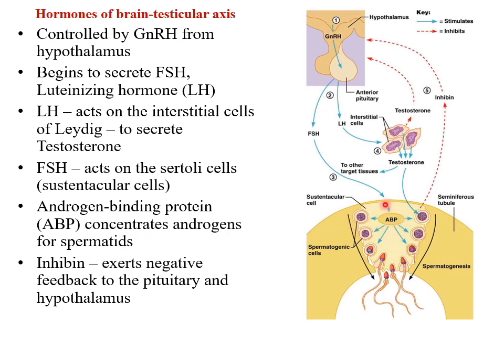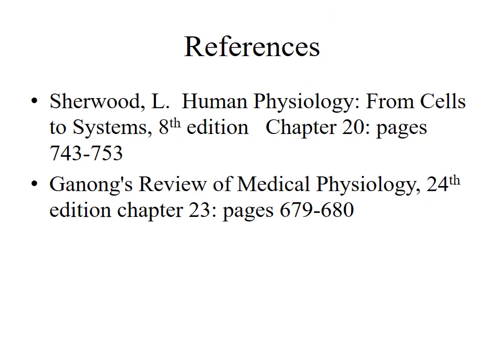Because testosterone is produced from an outside source, when it enters inside the seminiferous tubules, we need to maintain a steady concentration of testosterone. That is what androgen binding protein does, and it is secreted by the Sertoli cells. Inhibin will be exerting a negative feedback to the pituitary and hypothalamus. So these are all regulatory hormones. That's all about this particular chapter, and thank you for listening.